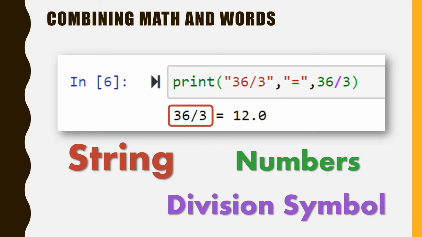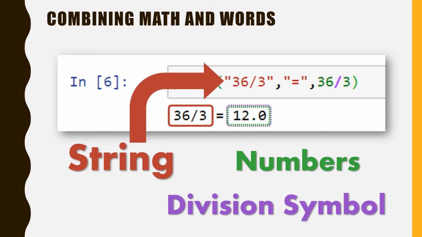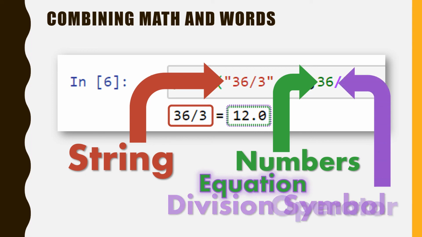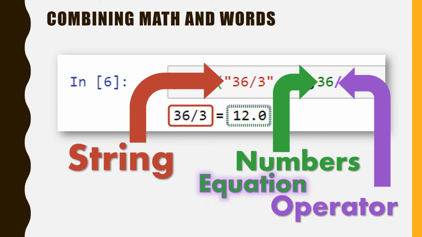The reason that you've got the same equation coming out differently is because the first 36/3 is being treated as a string, and the second 36/3 is being treated as an equation made up of numbers and a division symbol. The division symbol is actually called an operator. All the math symbols are called operators.